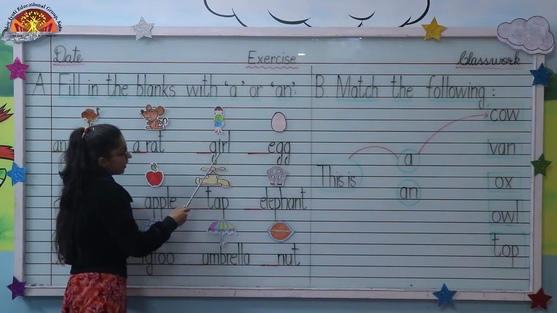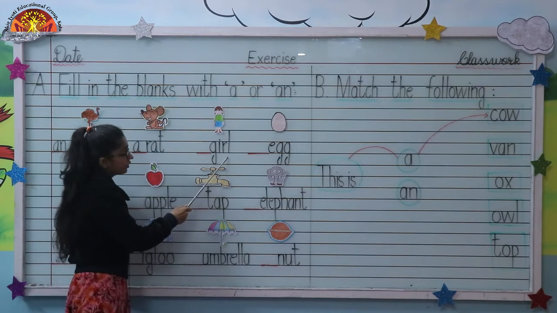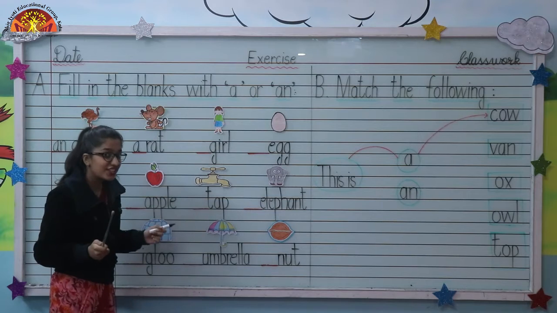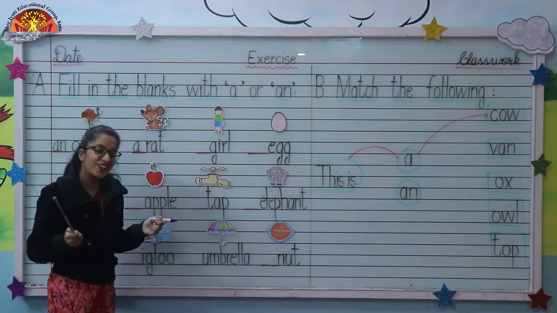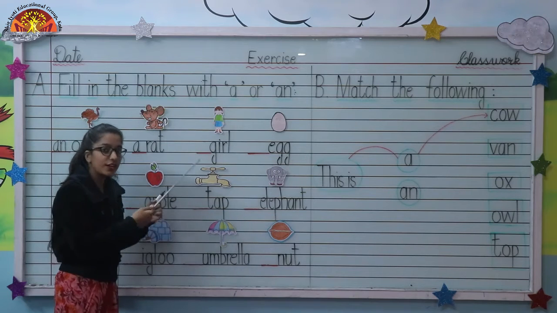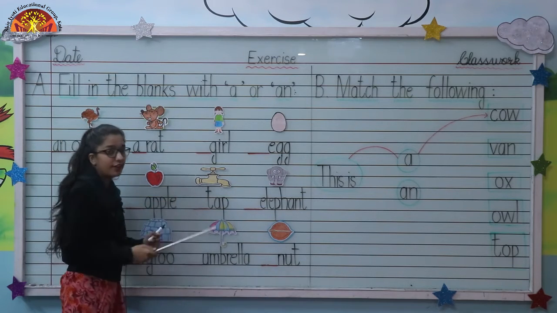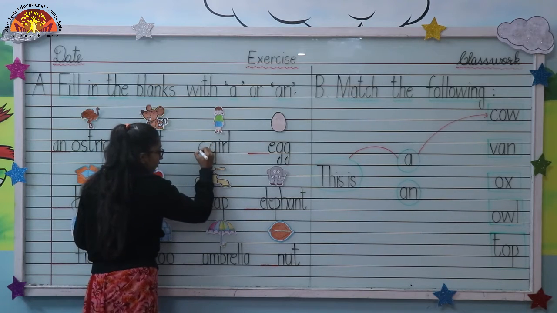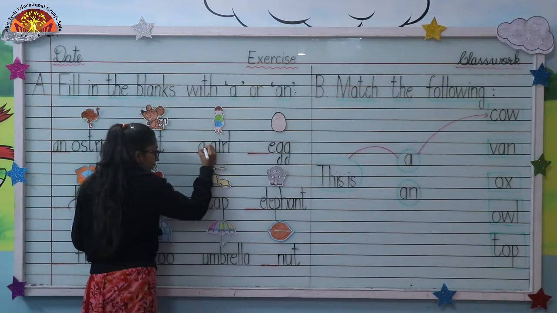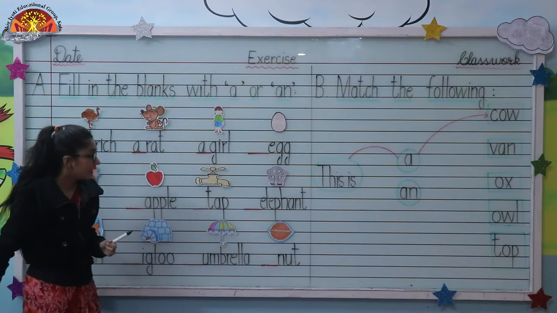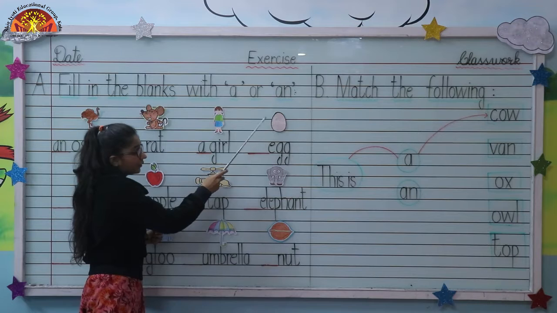Move to the next one. Dash G-I-R-L. Girl. So kids, tell me, first letter is letter G. G is a consonant. So we have to write a before this word. So write a here. Like this. Okay?